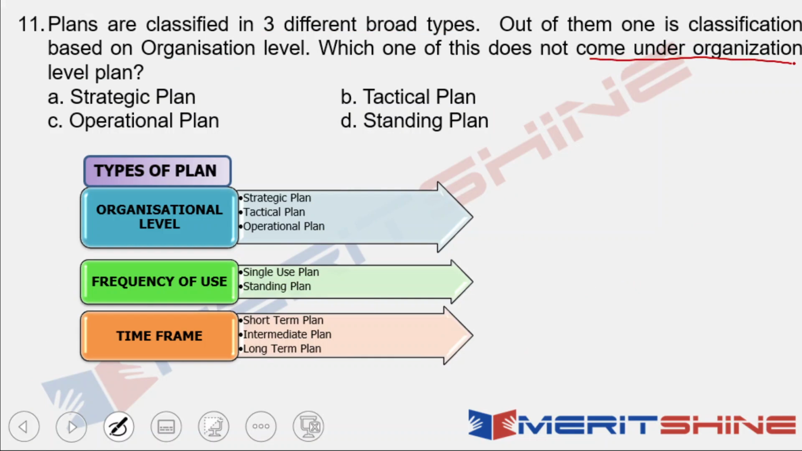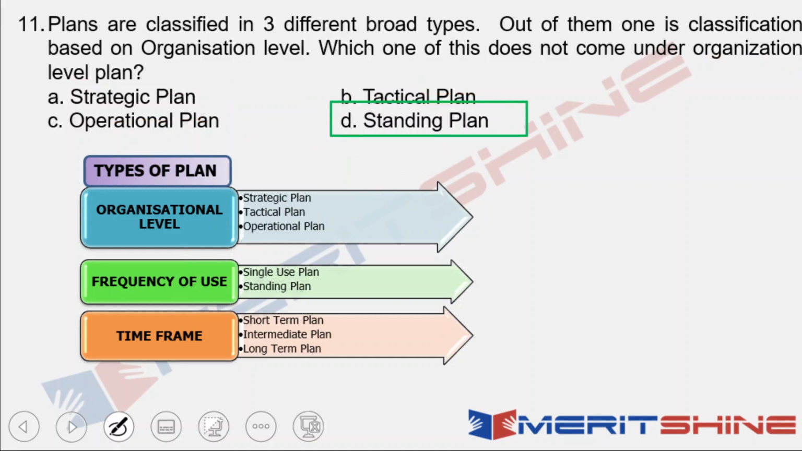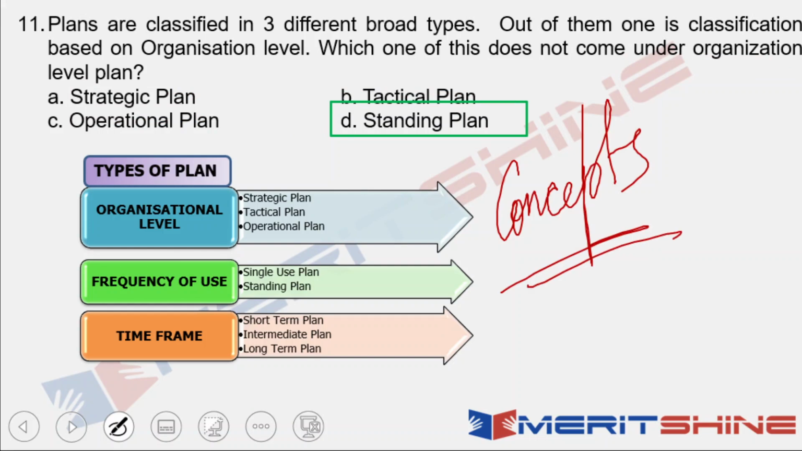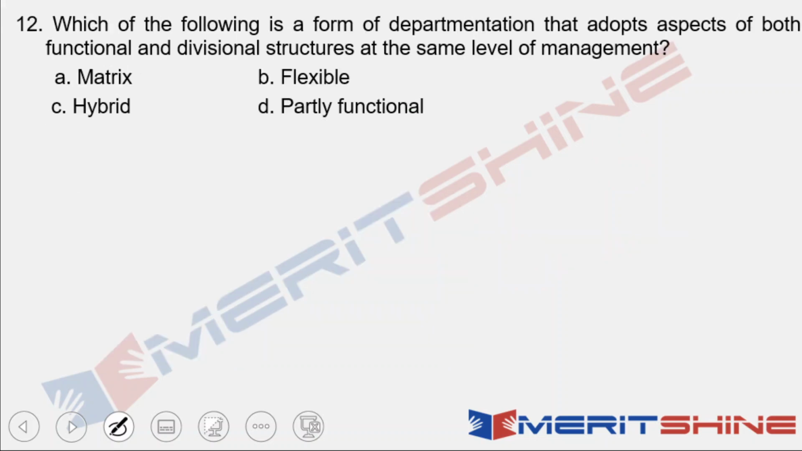Which one of these does not come under organization level plan? We know strategic, tactical, and operational come. So strategic is there, tactical is there, operational is there. So these would not be the answers. Standing plan would be the answer because standing plan comes in frequency of use. So your answer is standing plan. Again, if you know the concepts, is it difficult? No. They are so easy then. In 10-15 seconds you would be done with the questions. Question number 12 now. So take your time and do this question.